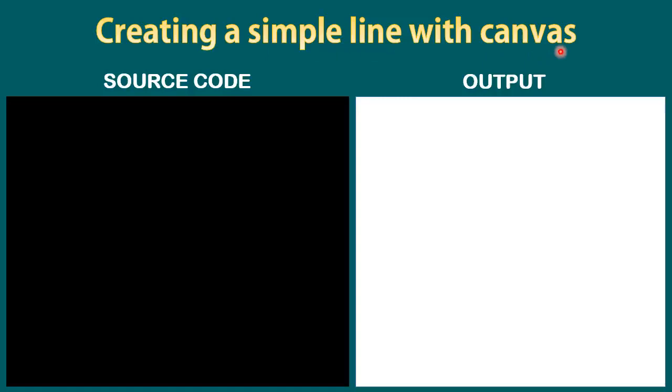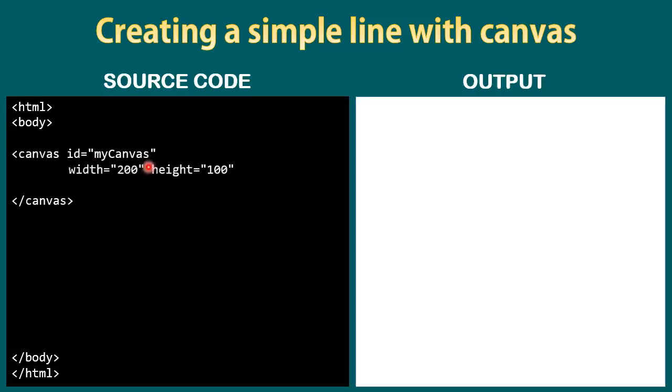For this, we begin by creating the HTML body block like this. Within this, we are going to use the Canvas element. We are creating the canvas with the name myCanvas. The height of the canvas is going to be 100 pixels and width 200 pixels. We don't see anything on the output screen at present because by default, there is no border for the canvas.